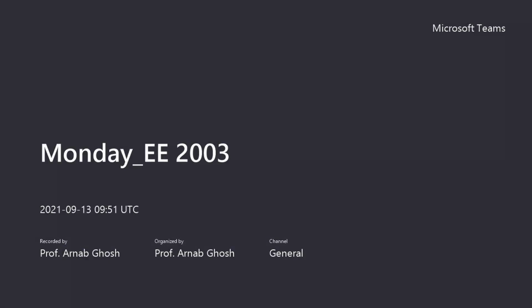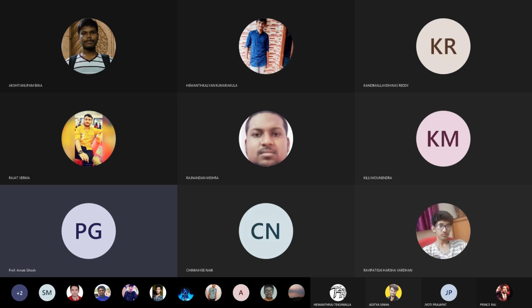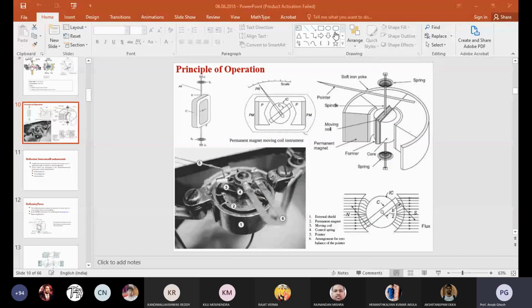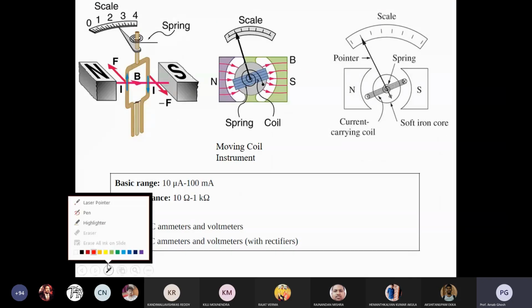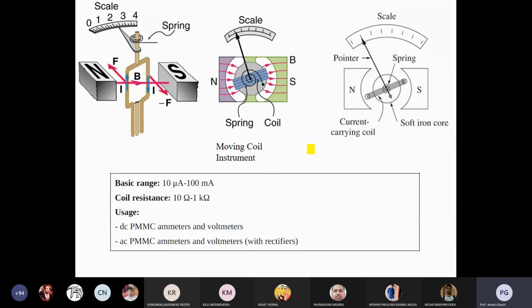In my last class, I started with very basic constructions and discussions about permanent magnet moving coil instruments and their operations. We discussed the very basic principle and some diagrams of the PMMC instrument. I also discussed the range for which it is used, and its versatile applications. The PMMC is very common.